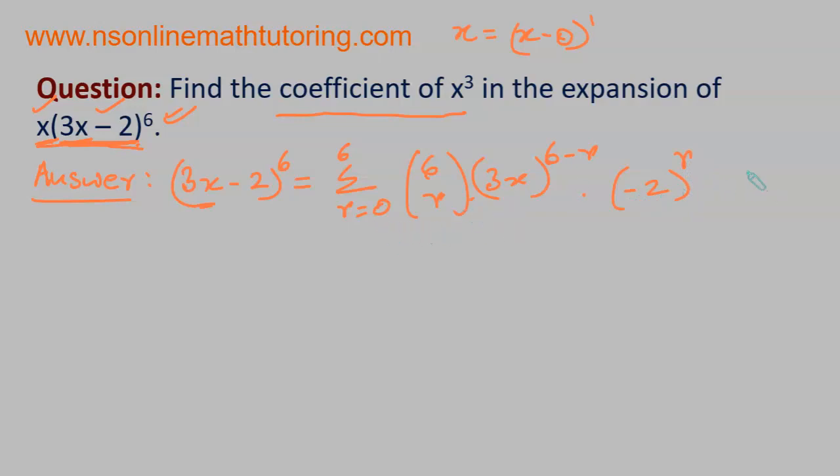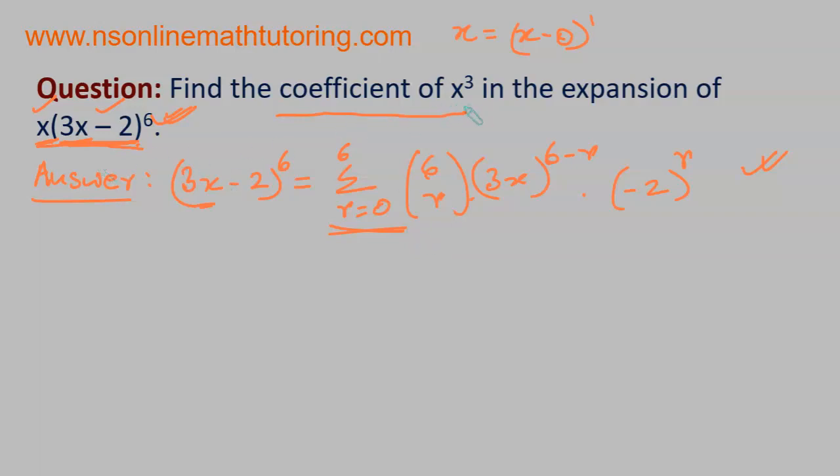This is the total binomial expansion, and it will be having 7 terms because n is equal to 6. Therefore, the total number of terms in the binomial expansion will be equal to 7. And all the terms will be getting added together. That is why we are having this sigma notation.